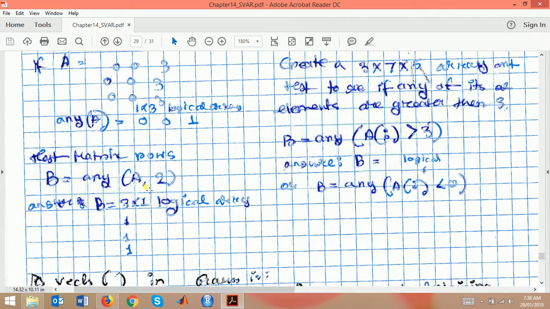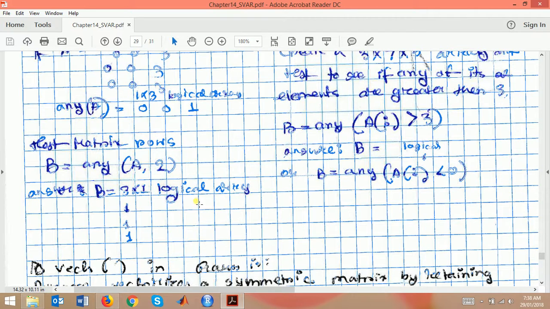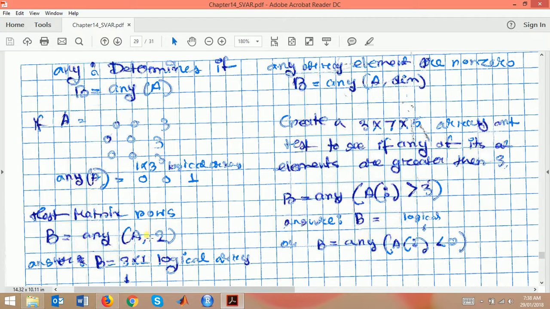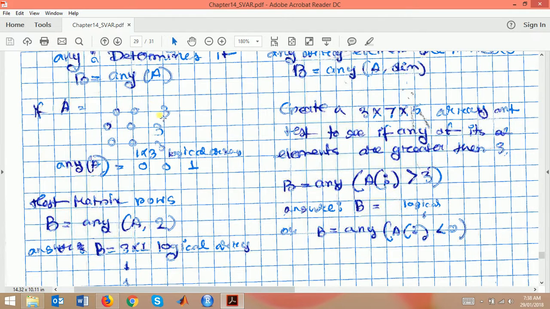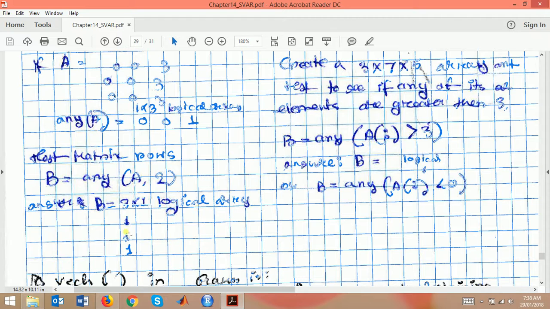This is a MATLAB command. So matrix rows any(a, 2): if there is anything that is 0, it gives us a 3 by 1 logical array. It is checking whether there is any zero in our A in the rows, so we get a 3 by 1 logical array. Yes, there are zeros, right?